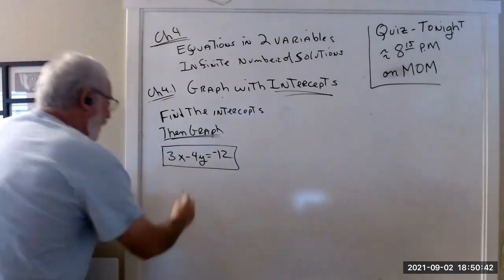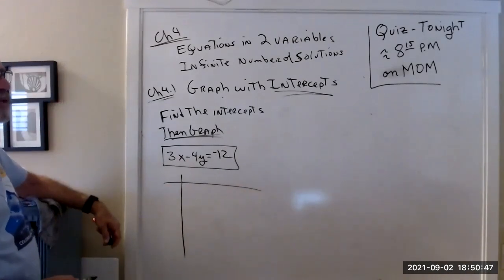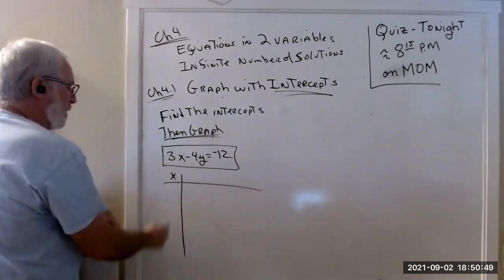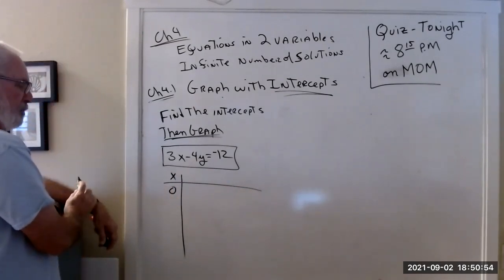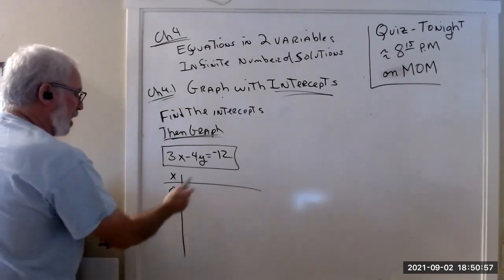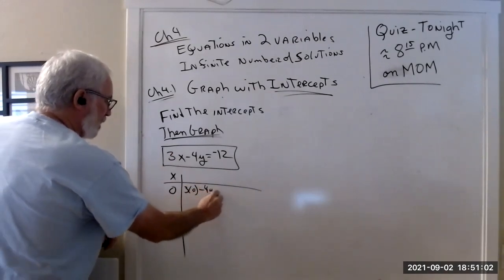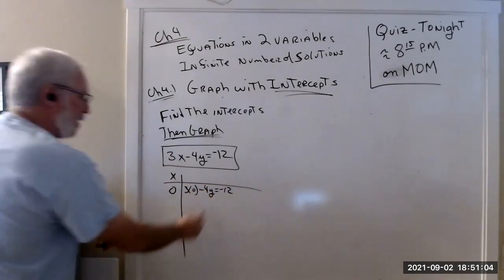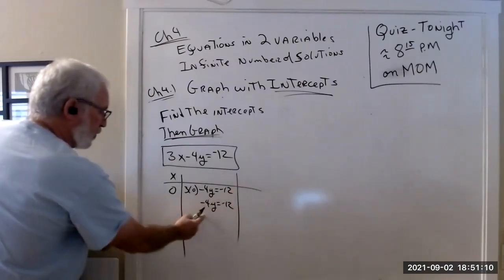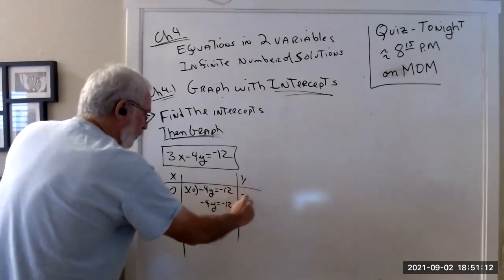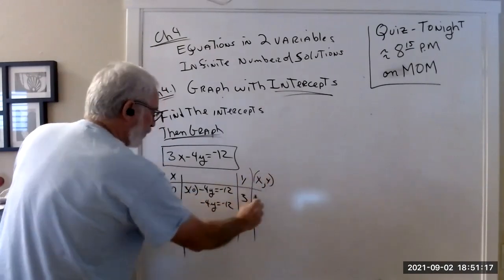Okay. Real quick, you're going to set up your table again, and you might even be able to do this in your head. That's the beauty of this. And you're going to say, x is 0. To find an intercept, one of the intercepts, I plug x is 0. I plug it in. 3 times 0 minus 4y equals negative 12. This says negative 4y equals negative 12. I can do that in my head. The answer is y is 3. So my ordered pair is 0, 3.